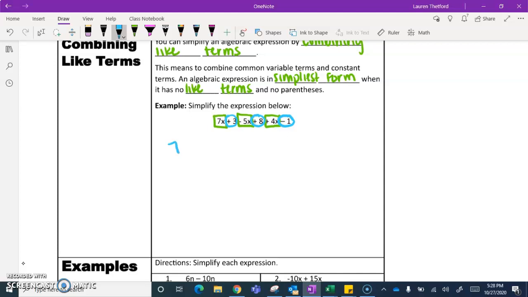So 7x minus 5x plus 4x, those can all be combined together. So all we do is combine: 7 minus 5 gives me a 2x, and we just keep the x attached. You subtract just like normal, and then you put the x onto it because the variable stays with it the whole time. Now I have plus 4x, and 2 plus 4 is 6, and I keep my x on it.